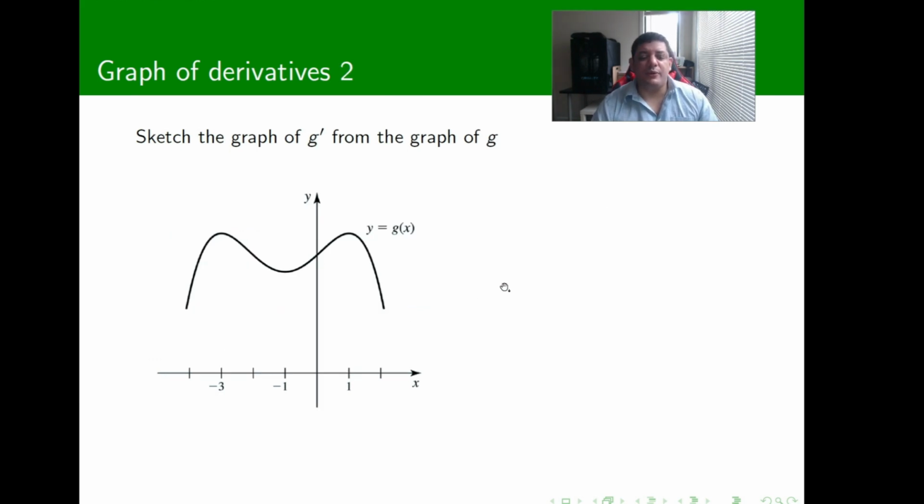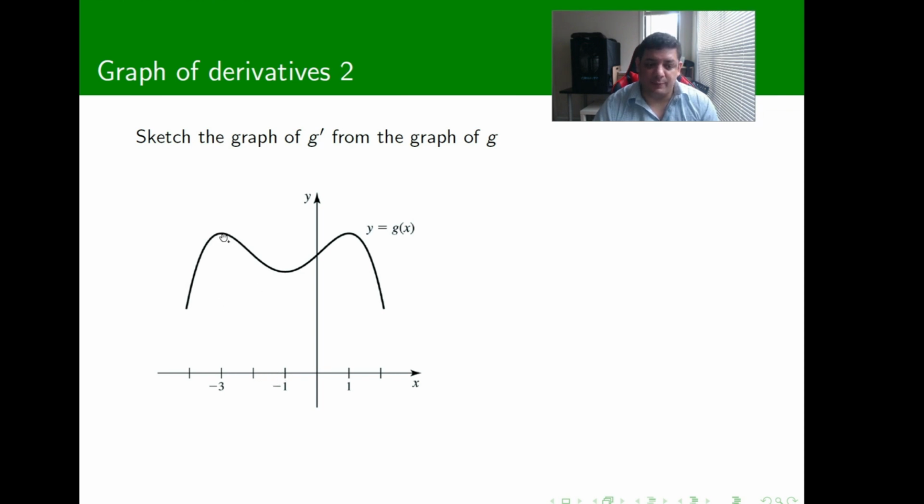Now, if we go to a more general function, things are going to behave differently. So for example, we have here the graph of g, and we want to get the graph of the derivative. But we can pretty much understand how the sign of the derivative is going to be. The first thing that we can do is locate the zeros.